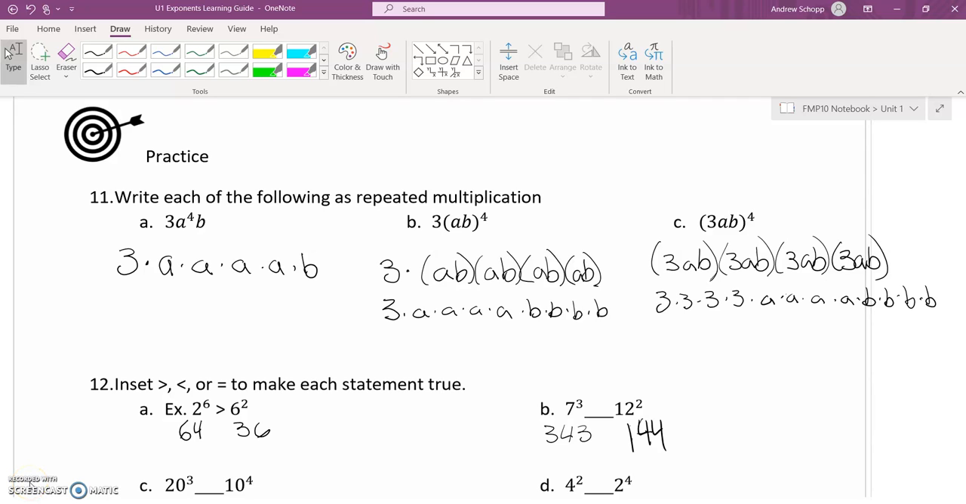Quick video here for you to check your work for practice questions 11 on in section 1.2. So question 11, write each of the following as repeated multiplication.